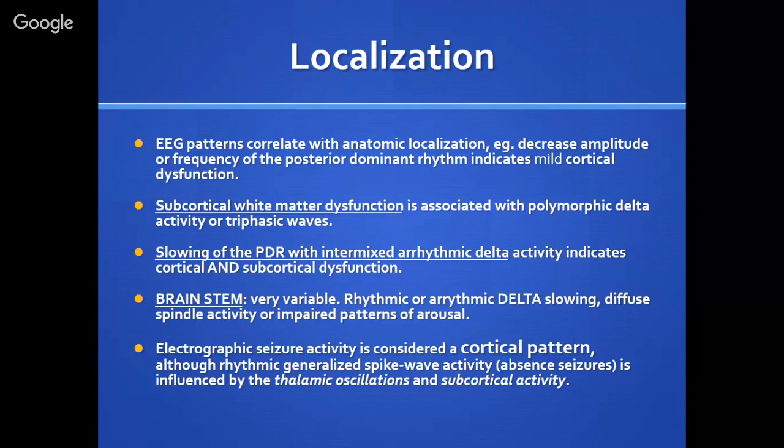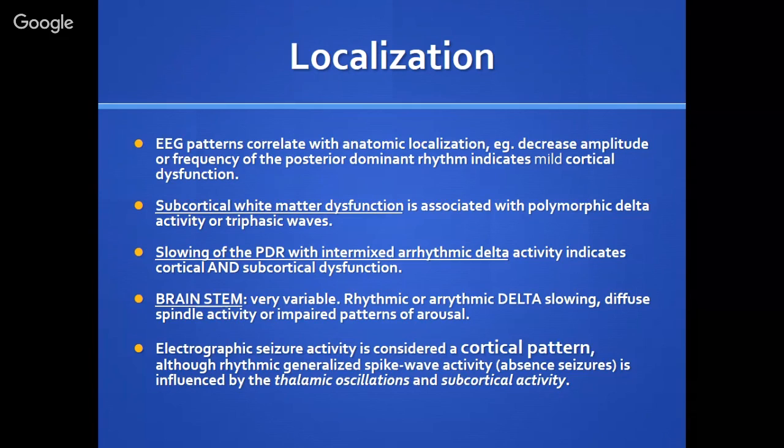All right? And it does create a normal functioning of the frontal lobe. But the frontal lobe dysfunction is coming from within, not just focally. Usually, when it's focal dysfunction, it's usually one side more. But if you see it bilateral, then what it indicates is it's part of the encephalopathy, is brain damage, and it could also be coming from within. It's brainstem, very variable, rhythmic or arrhythmic delta slowing, diffuse spindle activity, or impaired patterns of arousal.